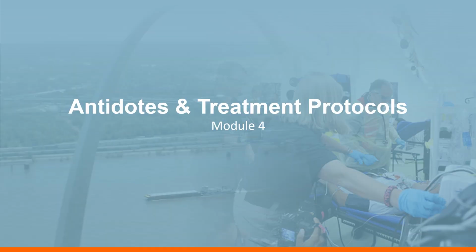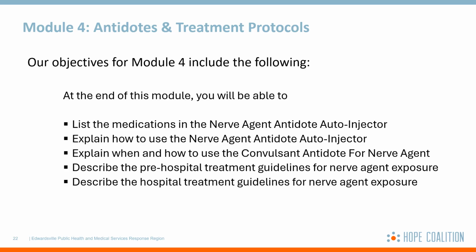Welcome to Module 4, Antidotes and Treatment Protocols. Our objectives for Module 4 include the following. At the end of this module, you will be able to list the medications in the nerve agent antidote autoinjector, explain how to use the nerve agent antidote autoinjector, explain when and how to use the convulsant antidote for nerve agent, describe the pre-hospital treatment guidelines for nerve agent exposure, and describe the hospital treatment guidelines for nerve agent exposure.